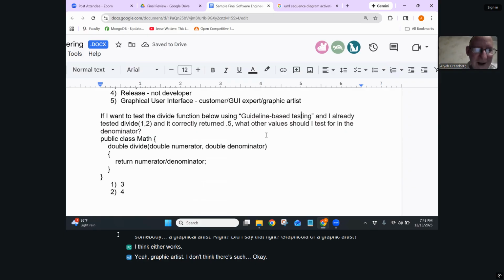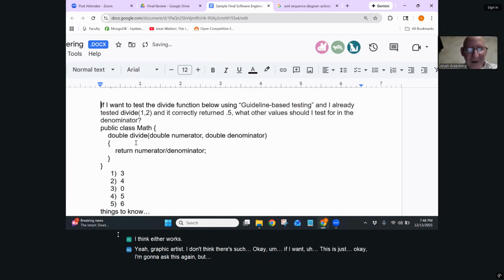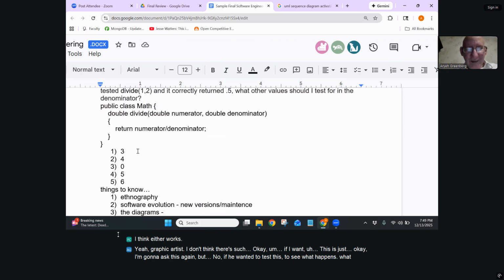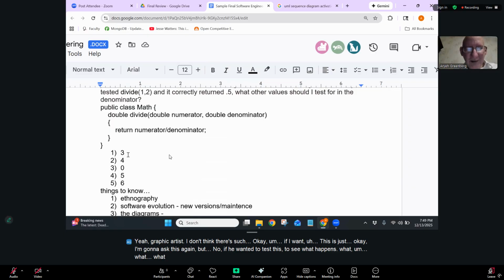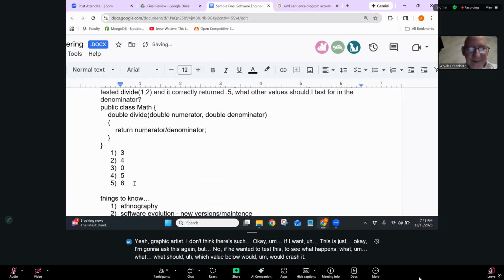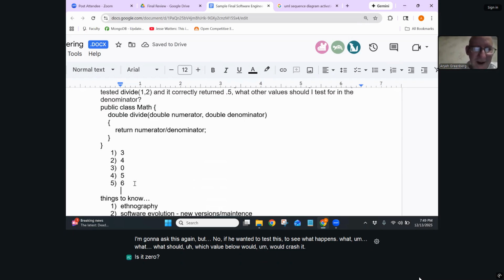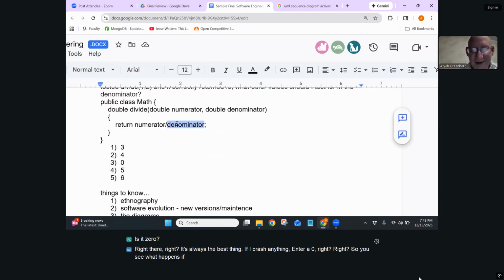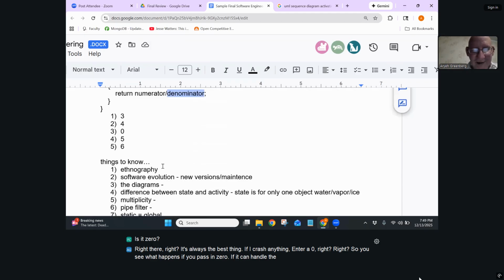Okay, if you wanted to test this to see what happens, which value below would crash it? Is it 0? Right, zero. That's always the best thing. If you want to crash anything, enter a zero, right? So you see what happens if you pass in zero, if it can handle the zero.